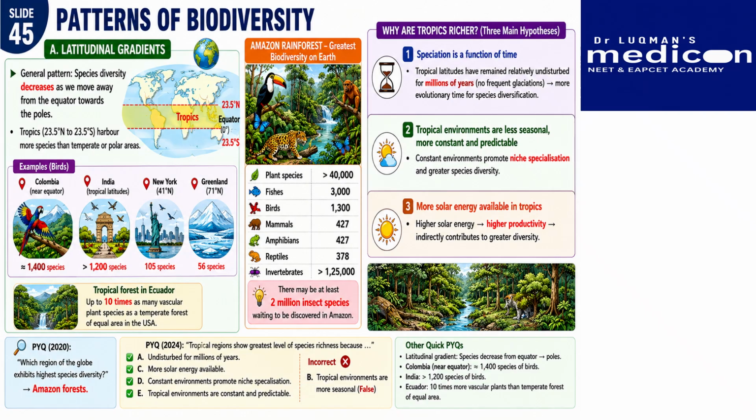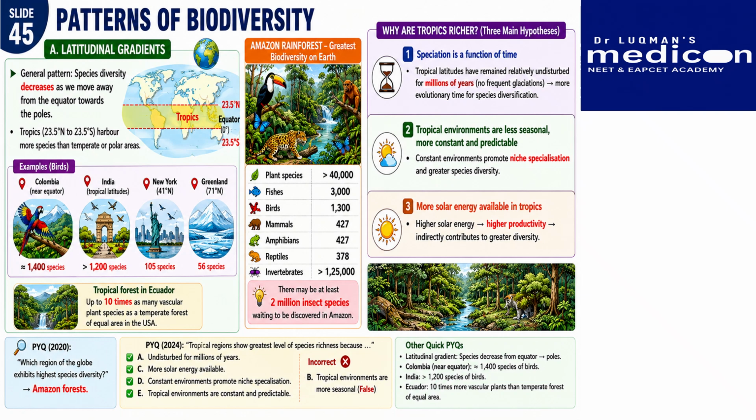Tropics, that is 23 degrees 5 minutes north to 23 degrees 5 minutes south, harbor more species than the temperate or polar regions. This is called latitudinal gradients. Example, birds: Colombia near the equator, India in tropical latitudes, New York 105 species, and in Greenland 56 species. You can see that from the equator towards the polar region, the number of species is decreasing. Tropical forests in Ecuador have up to 10 times as many vascular plant species as a temperate forest of equal area in the USA.